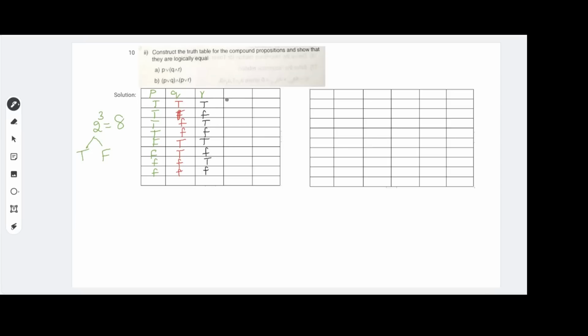Then first we should do the bracket, what is given in the bracket: Q and R. AND is nothing but a conjunction. What is the condition for conjunction? If it is T and T, it is T, otherwise it is false. So we have only T and T in two places. We check it: T and T is T, then again T and T is T, and the remaining all will be false.